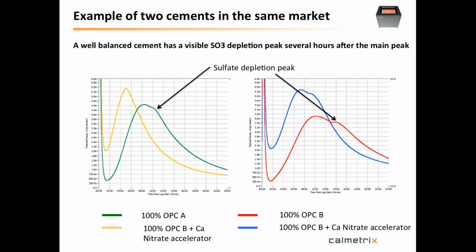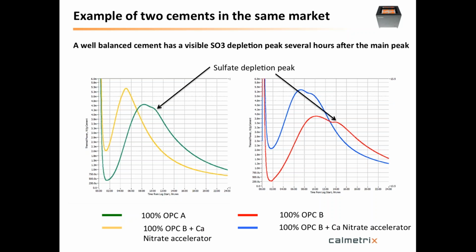And after you reach the maximum of that main peak of hydration, you usually get this little bump, which is a sulfate depletion, which means the resurgence of the aluminate reaction when essentially all the sulfate ions are depleted, the ones that were there to tame the aluminate reaction in the beginning of the hydration. All those ions are now gone, they're no longer available, and therefore you see the aluminates reacting again. Now typically what you want in a well-balanced cement where you have the right amount of sulfate, you would want the sulfate depletion peak to be a few hours after the main peak. And in both cement A and cement B, this is what you see. You have a nice peak.